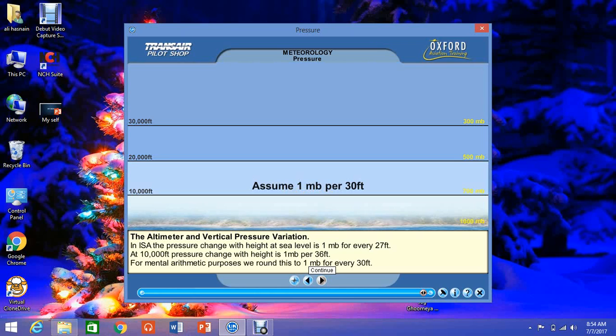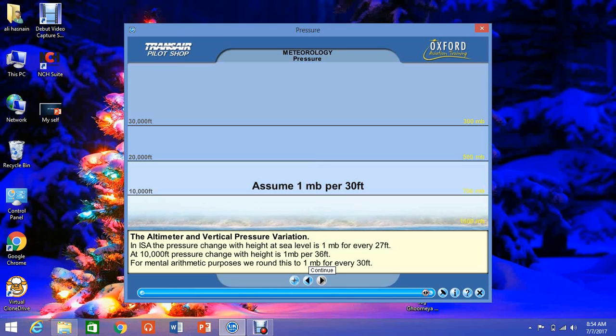For ease of calculations, we can say that the average change of pressure with height in the lower atmosphere is 1 millibar for every 30 feet. This value is useful to use in altimetry when pressure and height calculations need to be quantified.